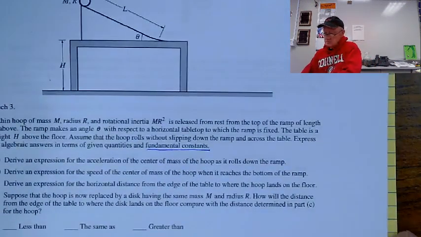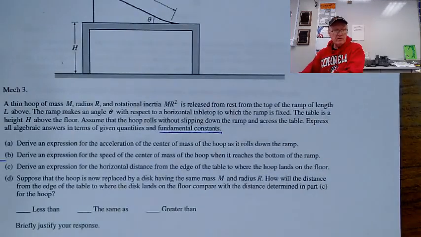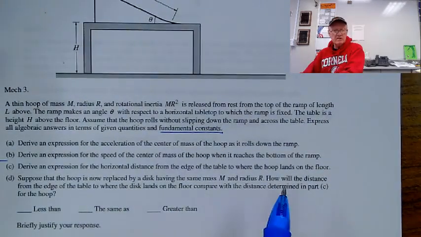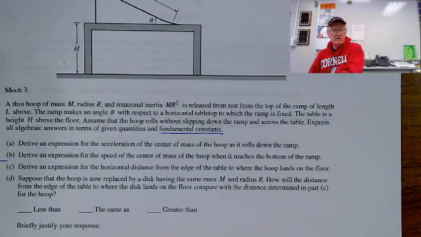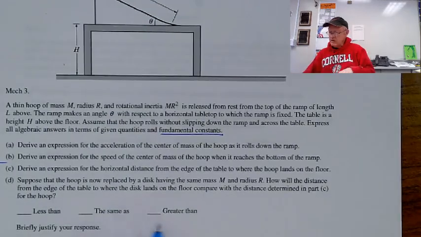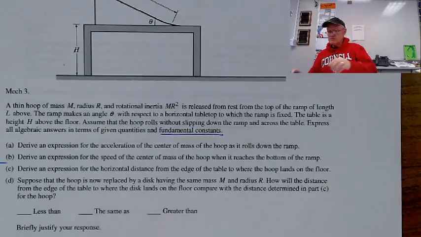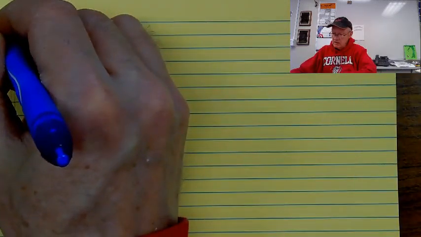What are we told here? We're told, suppose the hoop is now replaced by a disk having the same mass and radius r. How will the distance from the edge of the table to where the disk lands on the floor compare with the distance determined in part C for the hoop? Less than, greater than, same as. The answer is greater than, and let's think our way through that. So this is part D, and the answer is greater than, so it's going to go farther.